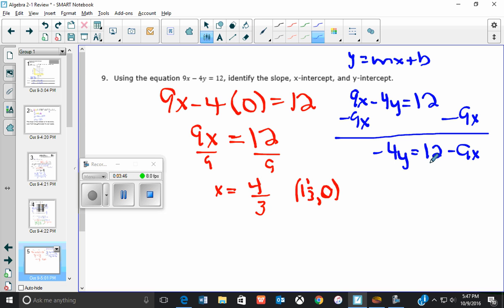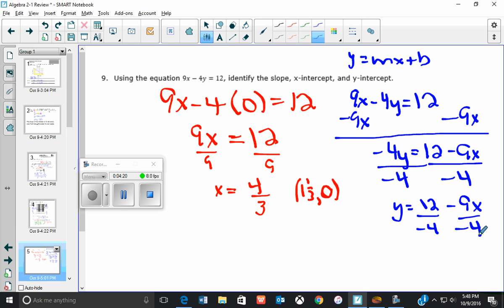Now what would I do? I would divide everything by negative 4, because I'm trying to get it to where I have 1y. So negative 4 divided by negative 4 would be 1y equals. Now let's do 12 over negative 4, and then minus 9x over negative 4. All right, a couple more steps.